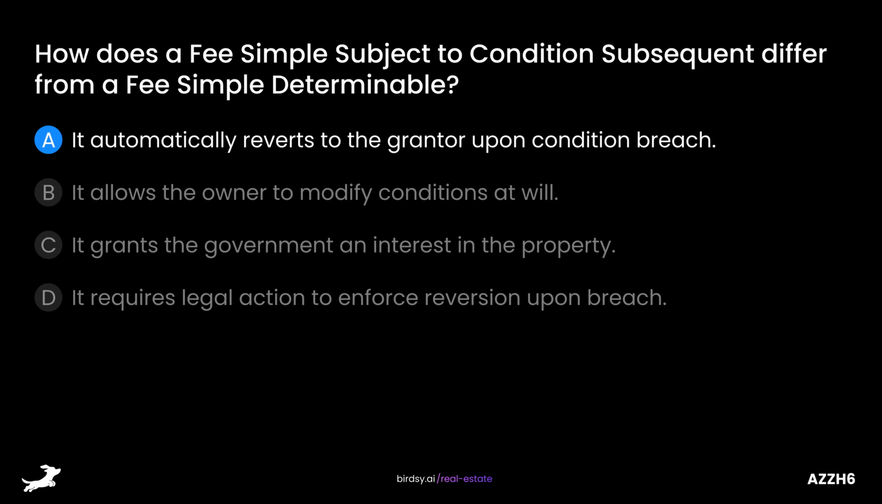Is it A, it automatically reverts to the grantor upon condition breach? B, it allows the owner to modify conditions at will? C, it grants the government an interest in the property? Or D, it requires legal action to enforce reversion upon breach? The answer is D. It requires legal action to enforce reversion upon breach.